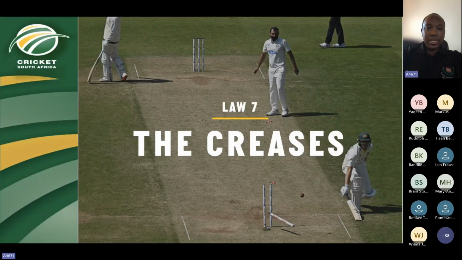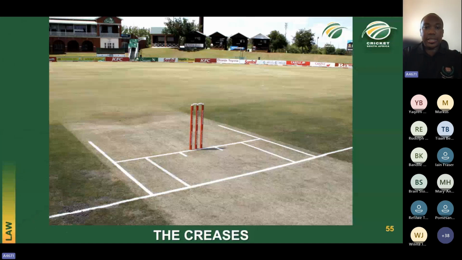That is law 6 done. Next, we move on to law 7, the creases. And this is a very good picture of a crease. And we will learn the names of the various creases. We will learn the measurements of the various creases.